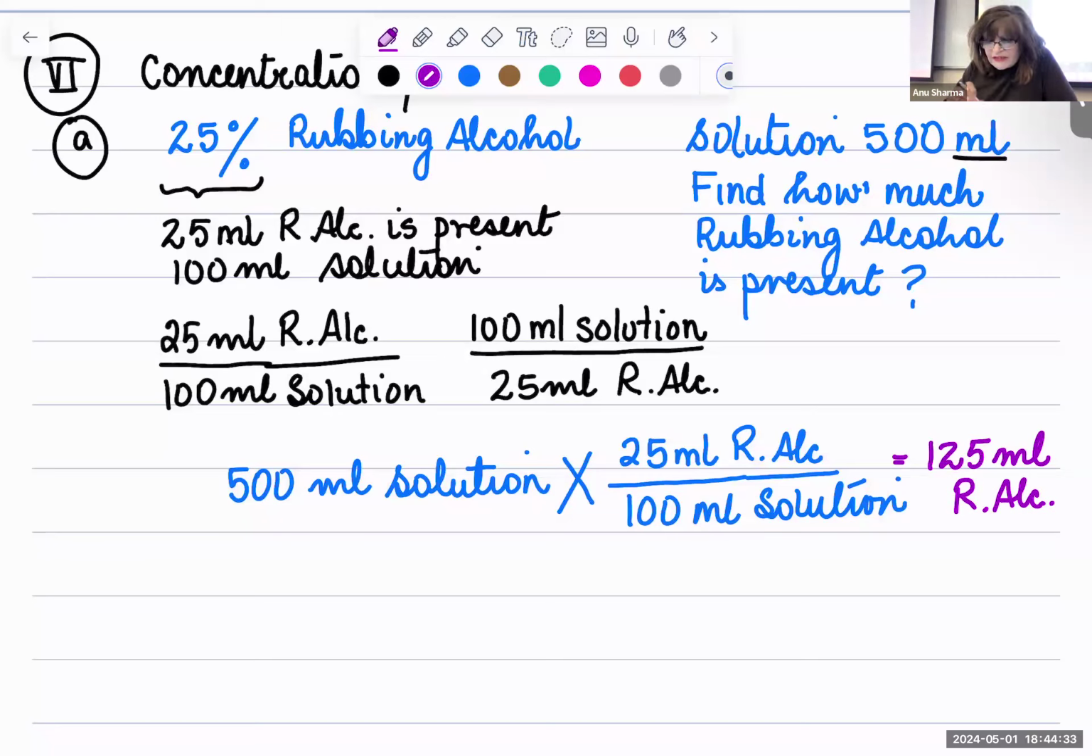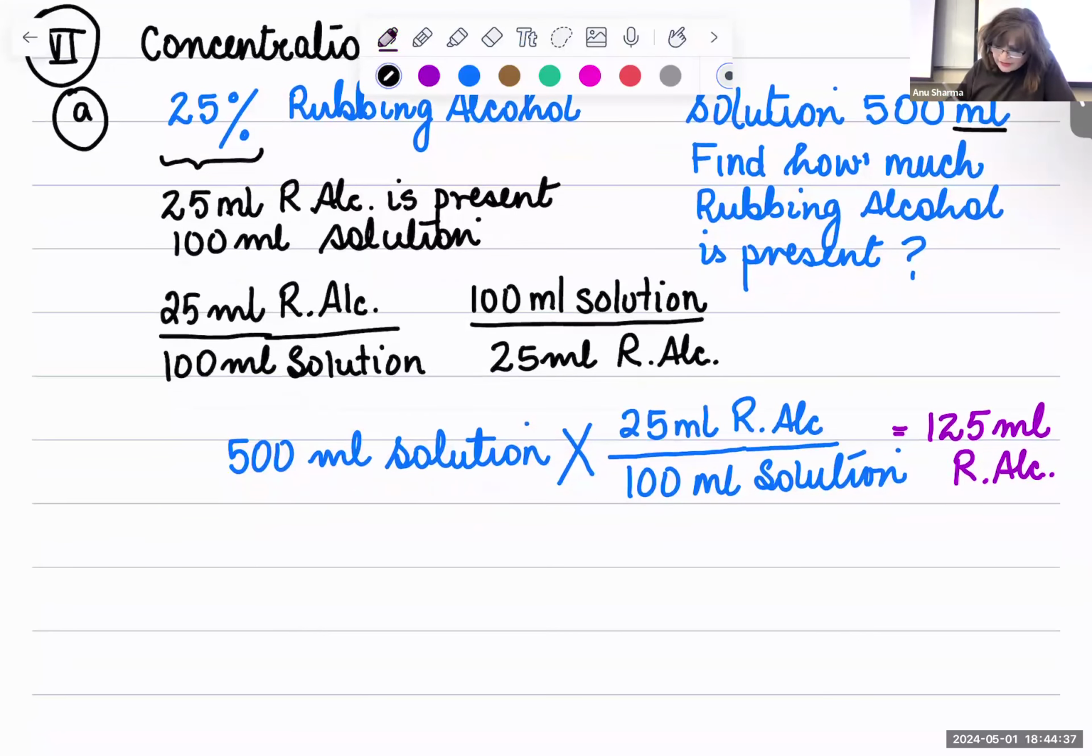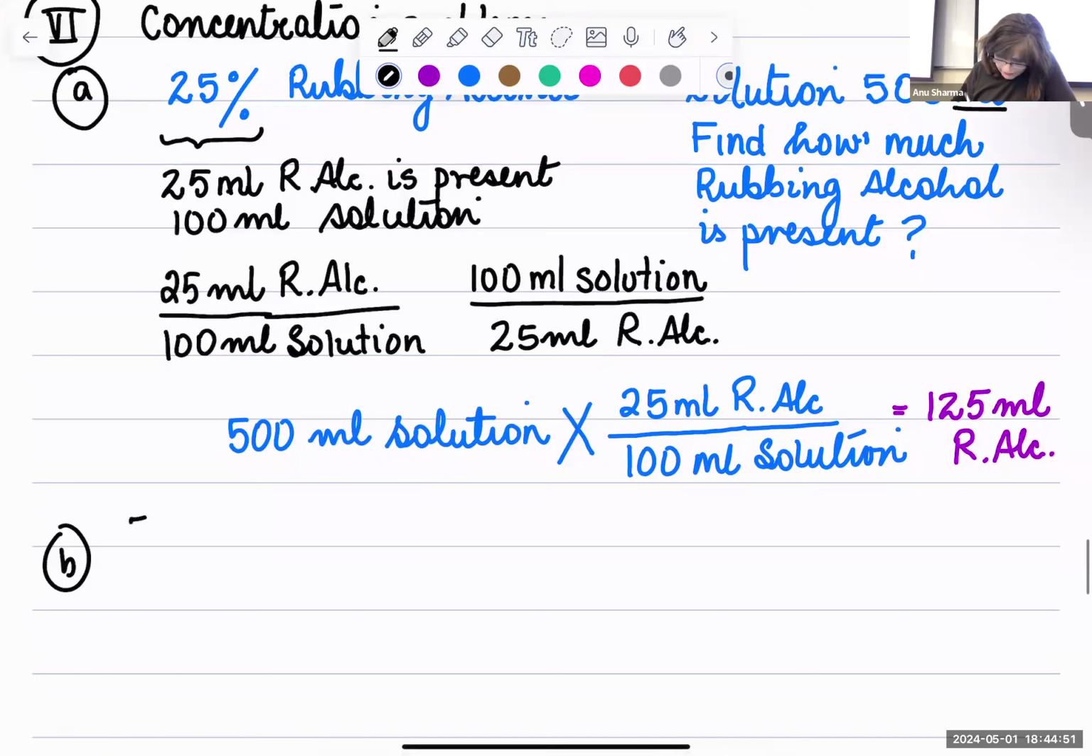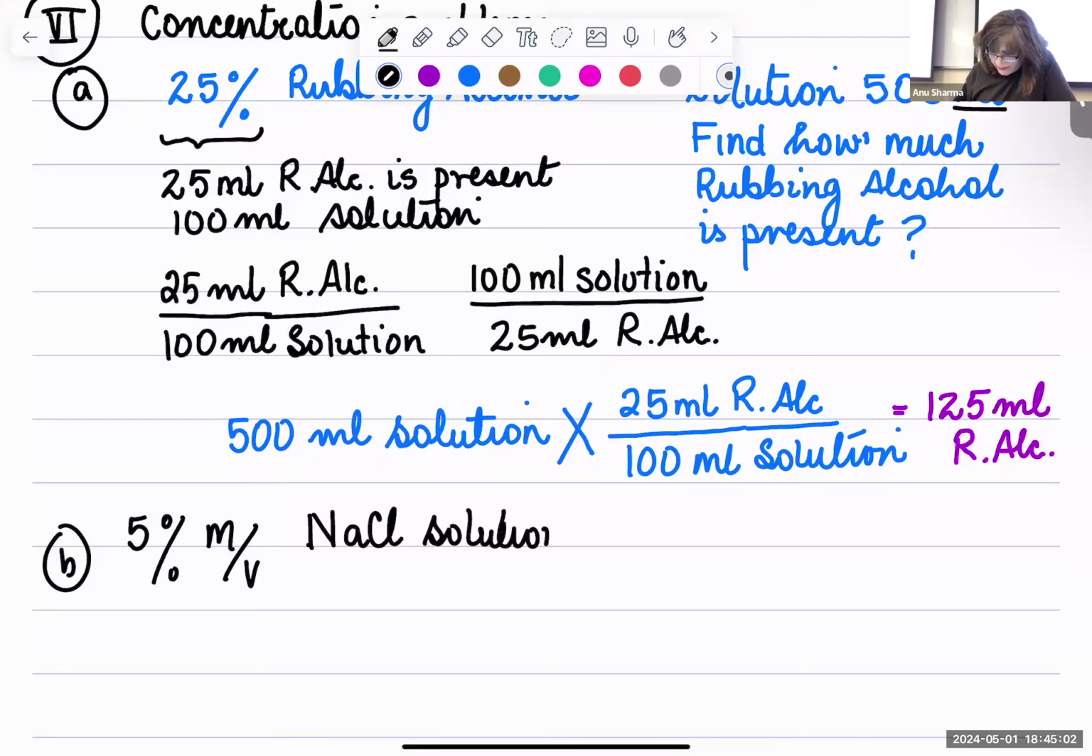See, the other ones are easy. It's just reaction stoichiometry, and the other ones are more detail oriented. Okay, let's look at the other ones, the simple ones. So if you are given, let's say, 5% mass by volume salt solution, NaCl solution, okay? This is given to you, right?